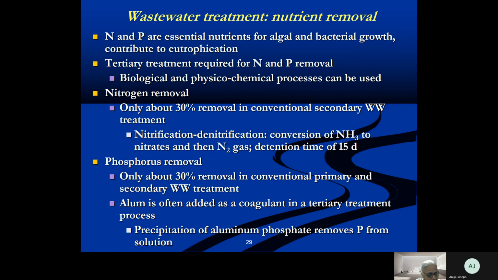So in a sense, the nitrogen cycle is complete. That nitrogen gas, which is bringing nitrogen into bioavailable forms. The bioavailable forms of nitrogen are ammonia, nitrite, and nitrate. These are considered the biologically available forms of nitrogen. Nitrogen gas is inert. It's not going to react either biologically or chemically. So this combination of nitrification, denitrification is the easiest biological process. Detention time required is 15 days.